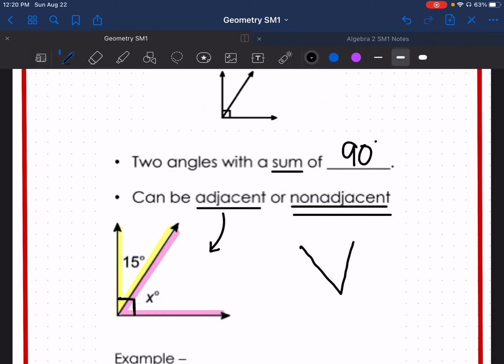So we could have an angle, say here, and it could be labeled 50 degrees. And then we could have an angle over here, and it could be labeled as 40 degrees. Notice that these two angles would be complementary to one another because 50 plus 40 equals 90. They share nothing, so they are non-adjacent.